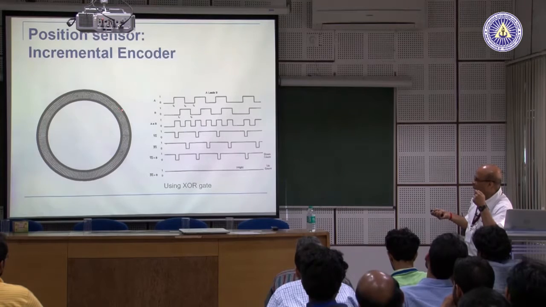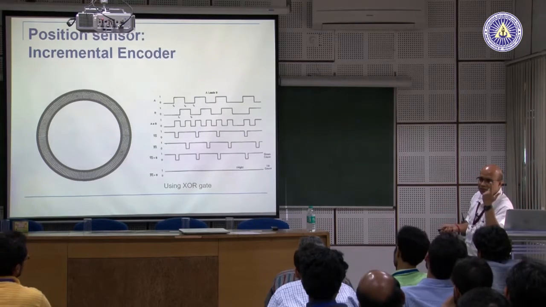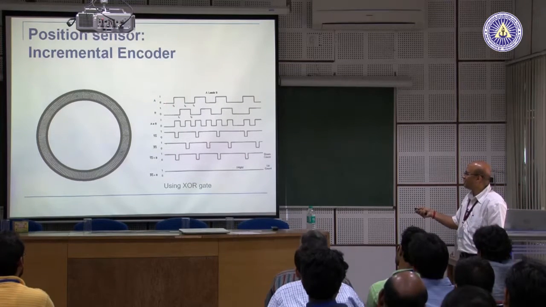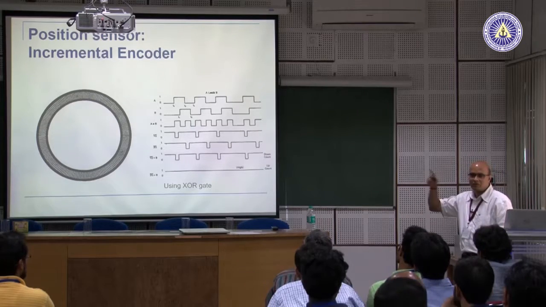So, when the light goes through, it will give a voltage, and when no light is going through, it will give 0. So, it gives a 0 and a 1 signal. Essentially it will give 0 1 0 1 0 1 0 1 in that order, that binary sequence.